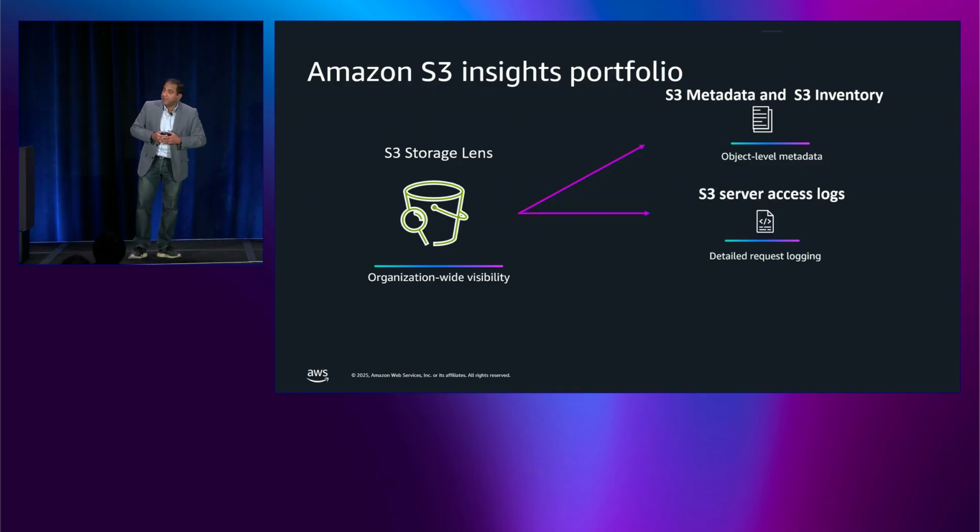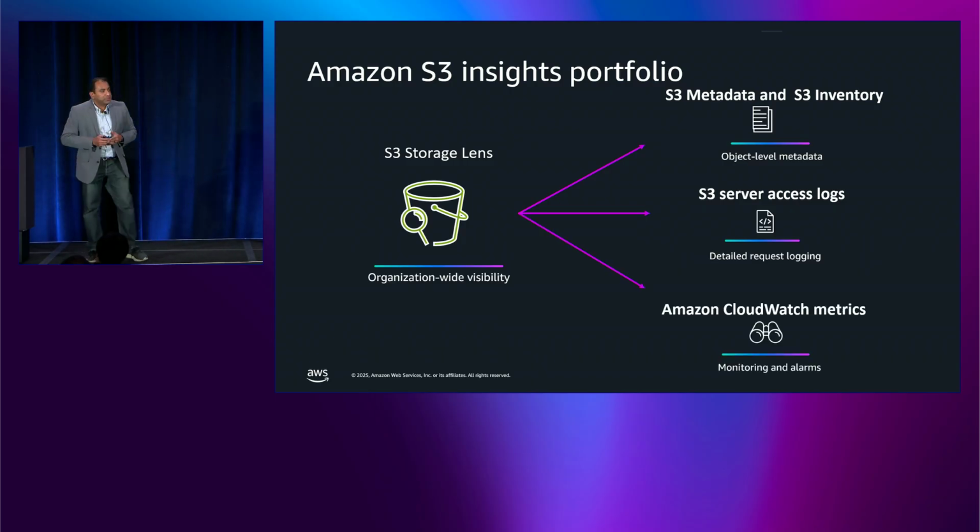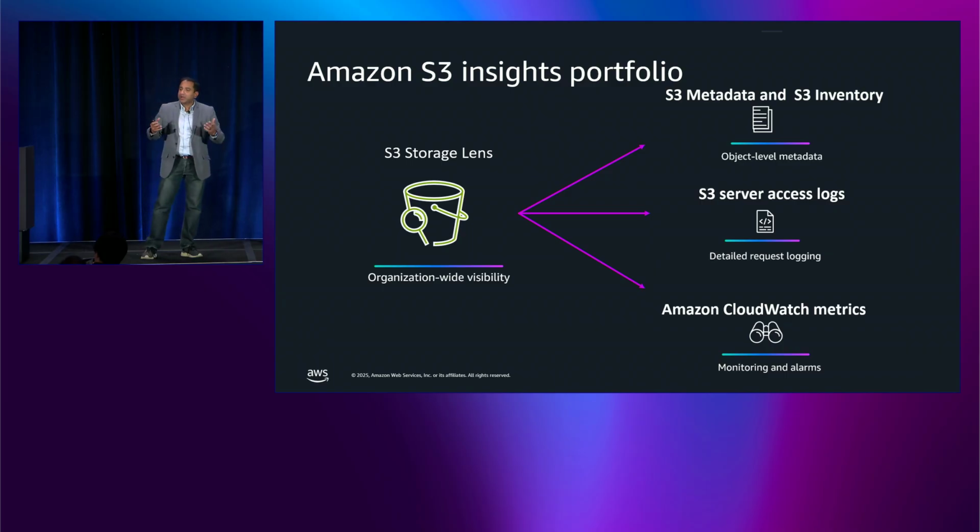Similarly, if you're looking for granular request level information, you can turn on S3 server access logs. This will give you detailed records of each and every request made to your bucket. And then finally, we have Amazon CloudWatch, which is our monitoring service. This gives you visibility of your storage metrics in context with all of your other AWS service metrics, as well as your own application metrics.